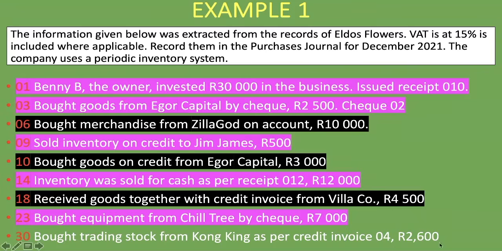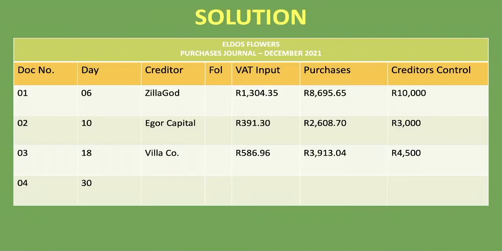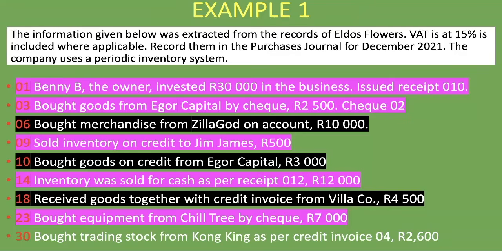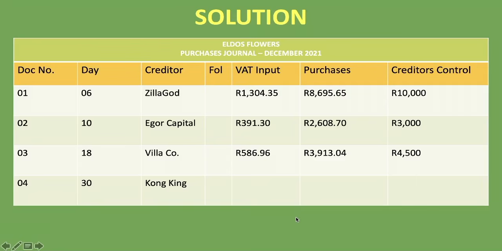So we're going to put our document number as 04, and our day is 30. So let's go ahead and do that. 04, 30, and then go back and see who was our creditor. It's Conking. So let's go back and put Conking, and then the amount they were given is 2,600 rand.